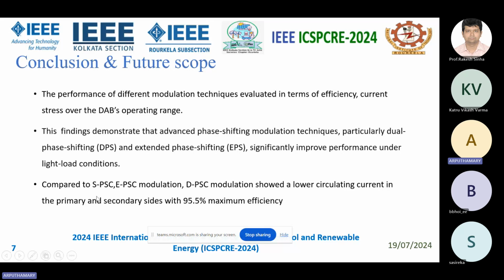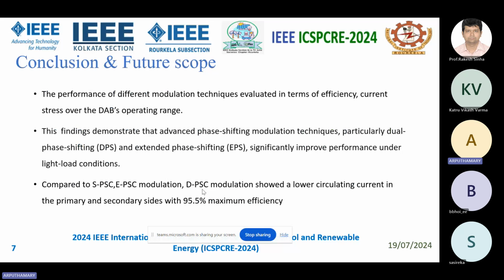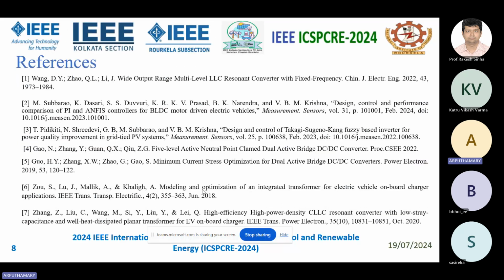So I have compared three modulation techniques. Among these, I have attained an efficiency of 95.5% in the dual phase shift modulation. We can improve this efficiency by calculating the switching as well as the core loss. If we consider the core loss also, we can improve the efficiency. That will be the future work of my proposed one. So these are all the papers I have referred for this presentation, sir. Thank you.